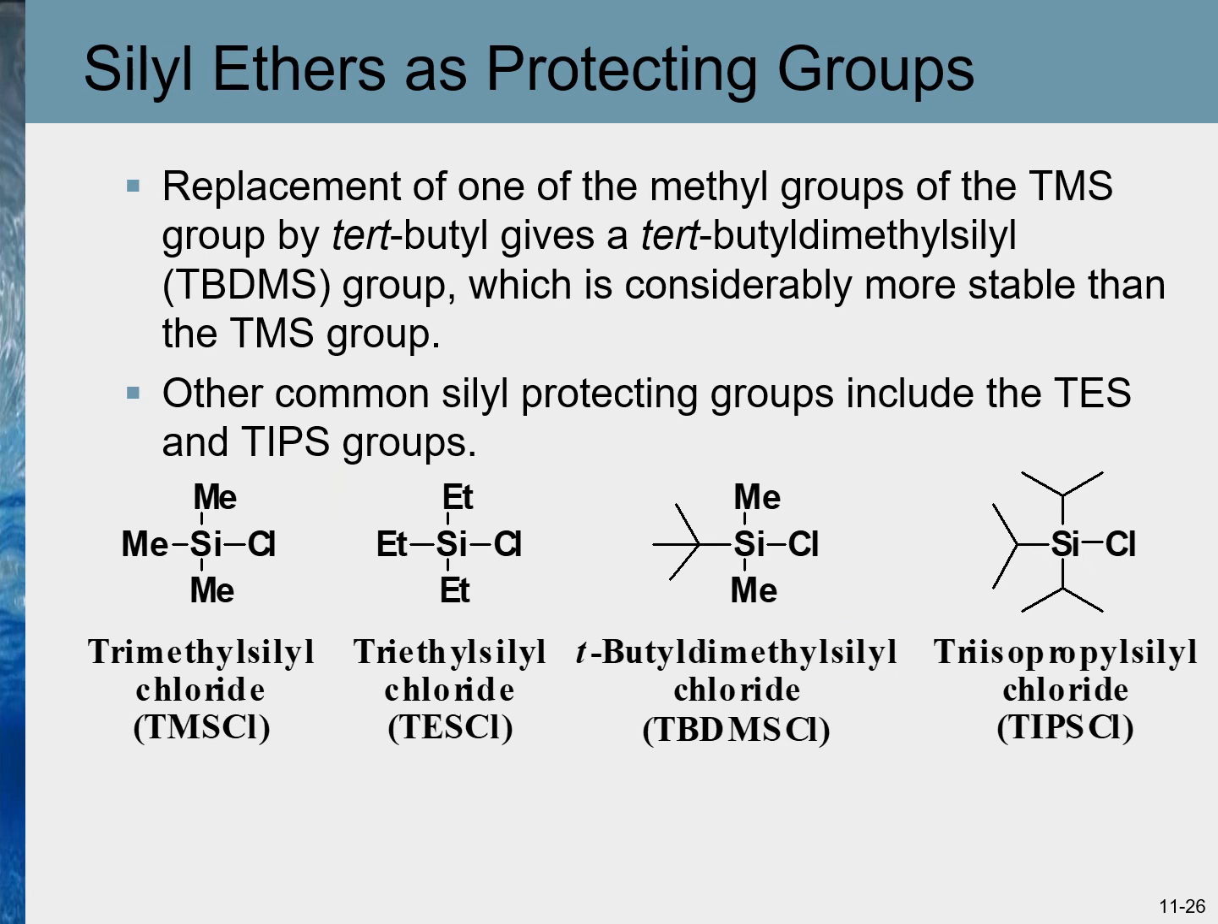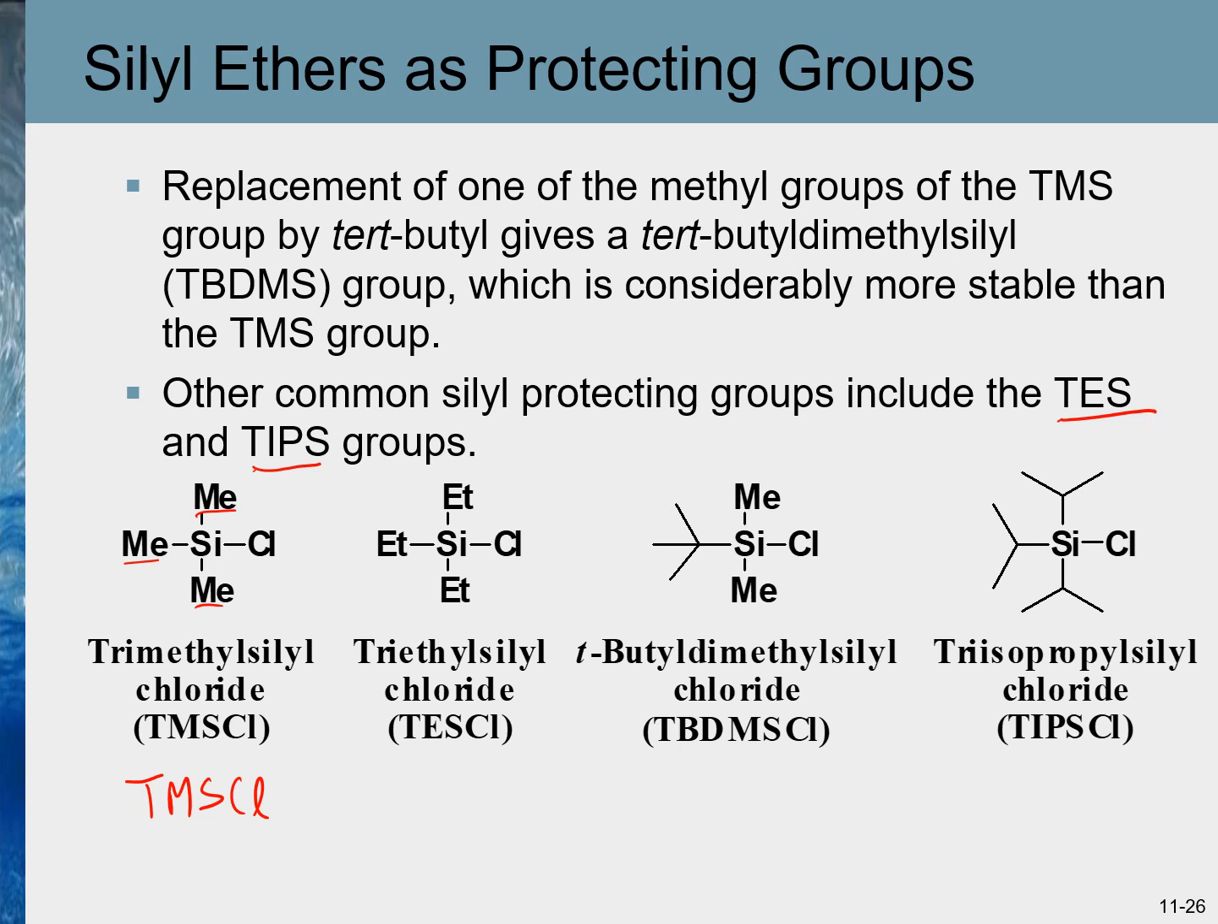Trimethylsilyl chloride is abbreviated as TMSCl. And TMSCl is one of the most commonly used protecting groups for alcohols. In TMSCl, silicon is bonded to three methyl groups. Other common silyl protecting groups include TES and TIPS groups.